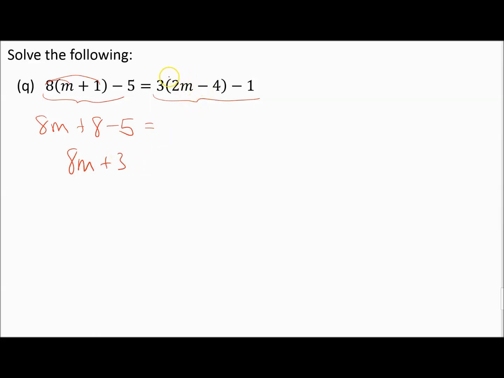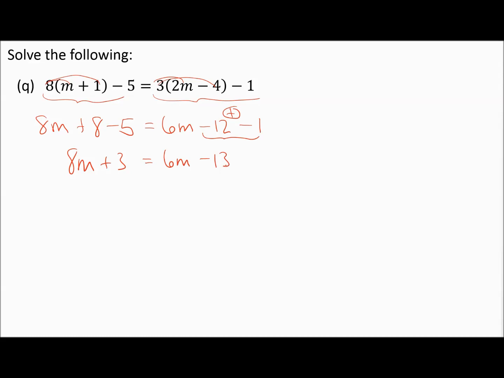Now on the right, let's do the same thing. 3 times 2m is 6m. And 3 times, think about that as a negative 4, is minus 12, and then this minus 1 is just on the outside. Now, once again, I have like terms right here, so it's 6m. Now, think about saying plus in between. Negative 12 plus negative 1 is negative 13. Now what I have is an equation that I can start solving.